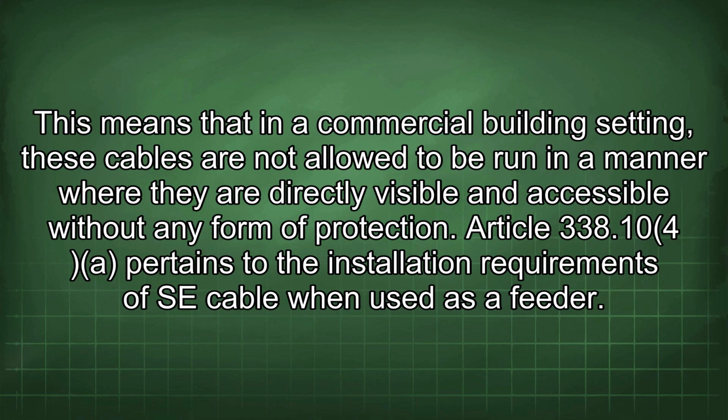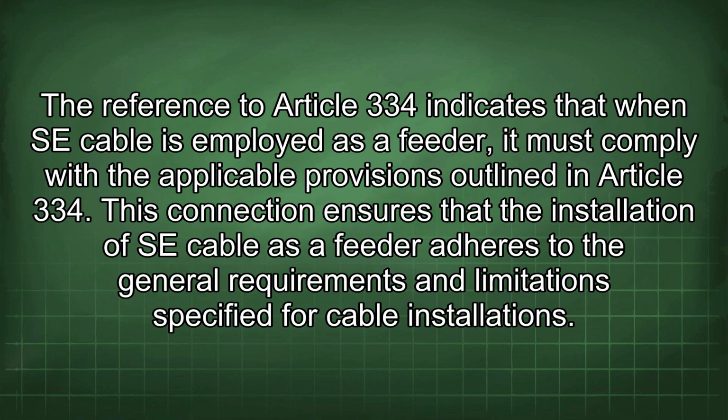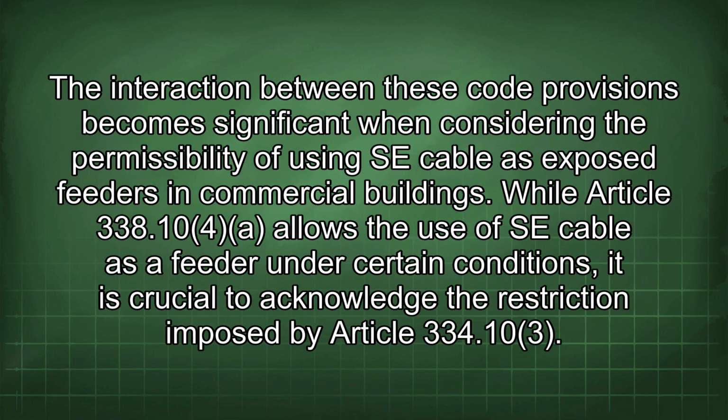Article 338.10 pertains to the installation requirements of SE cable when used as a feeder. The reference to Article 334 indicates that when SE cable is employed as a feeder, it must comply with the applicable provisions outlined in Article 334. This connection ensures that the installation of SE cable as a feeder adheres to the general requirements and limitations specified for cable installations. The interaction between these code provisions becomes significant when considering the permissibility of using SE cable as exposed feeders in commercial buildings.